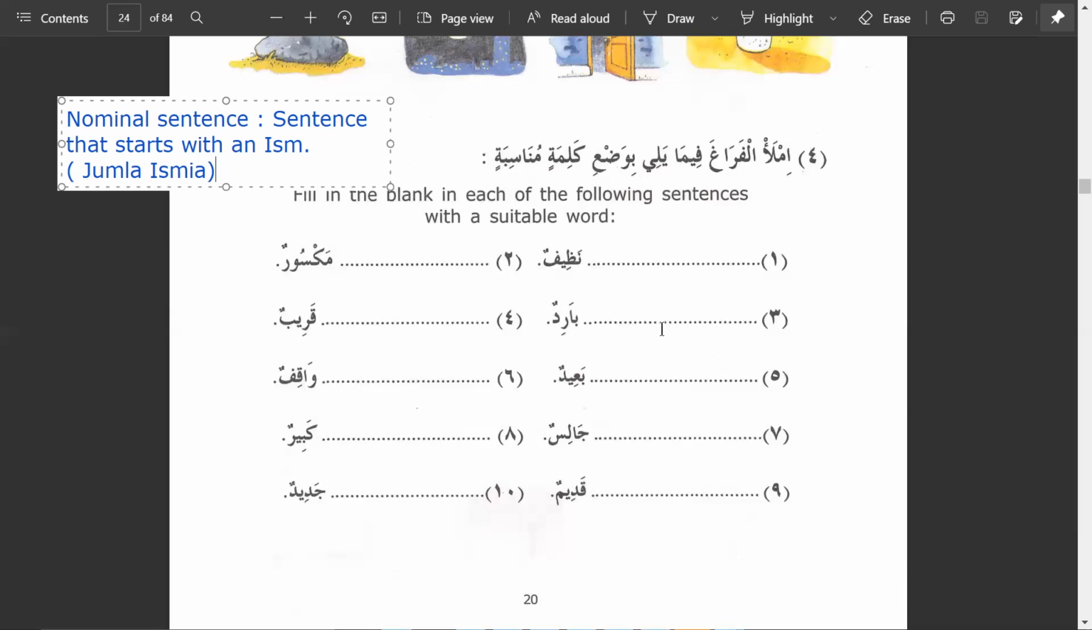Baridun, cold, could be either water or milk, right? So you are going to write al-labanu baridun. Okay. Qaribun means close. So close could be masjid. Yes, al-masjidu qaribun. Ba'idun could be a house. Al-baitu ba'idun.